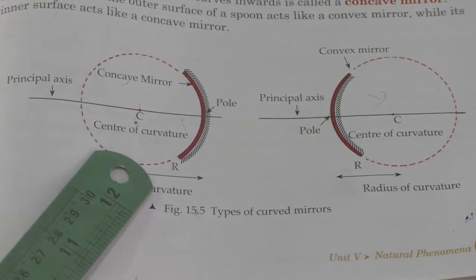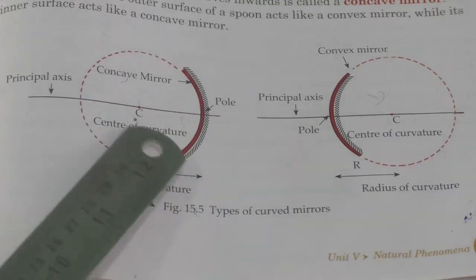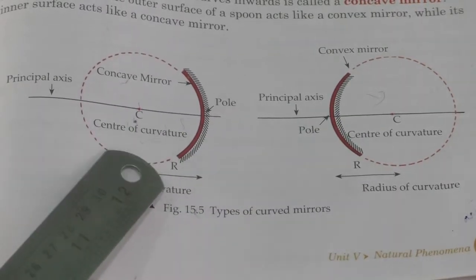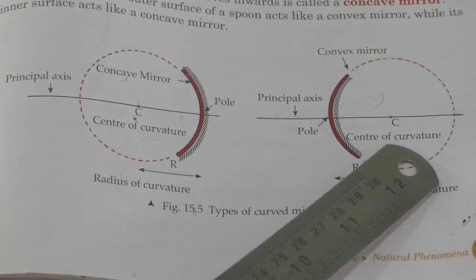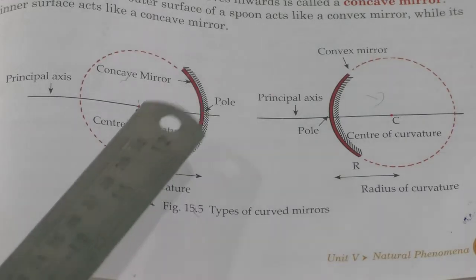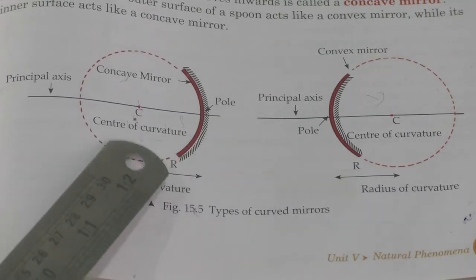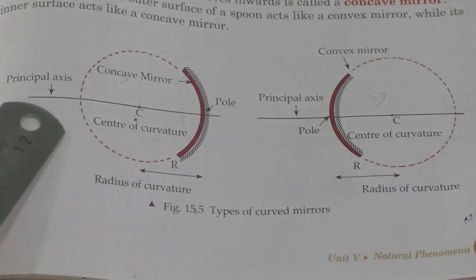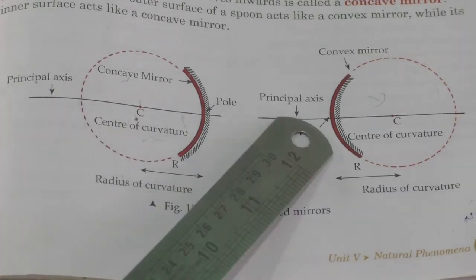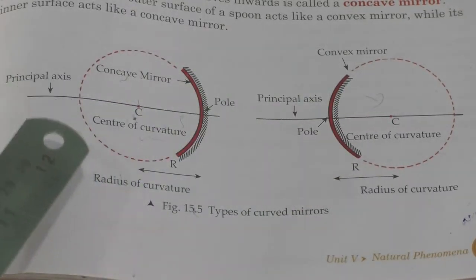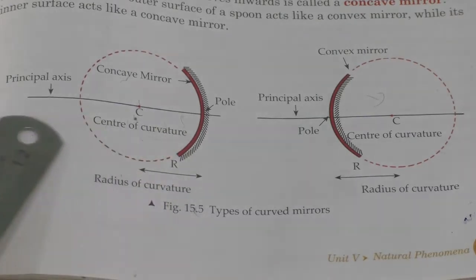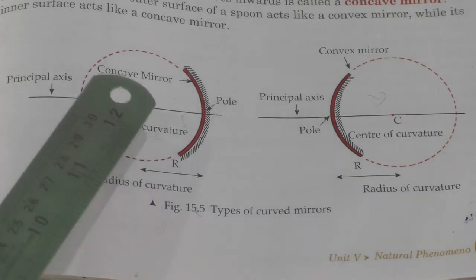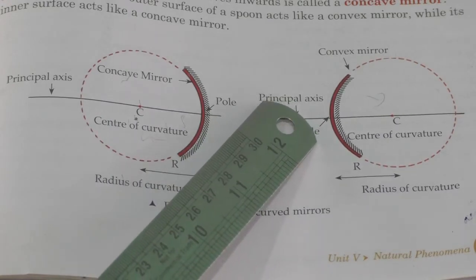Now here they have given a point C in both the spheres. What is that C? C denotes the center of curvature. This C is the center of the sphere of which the mirror is a part. Next, the principal axis. You can see it on both sides. It is the line passing through the center of curvature and the pole.